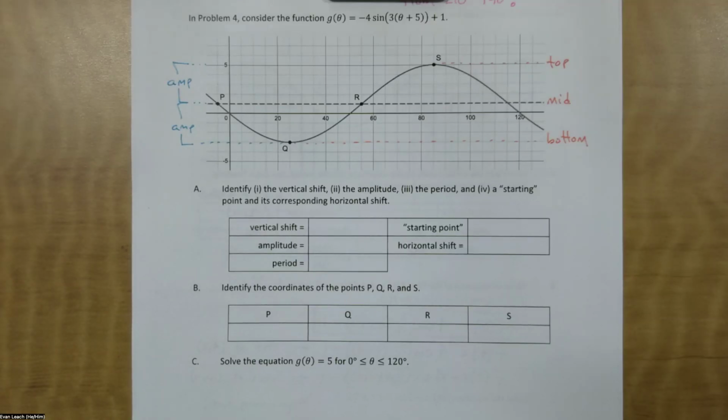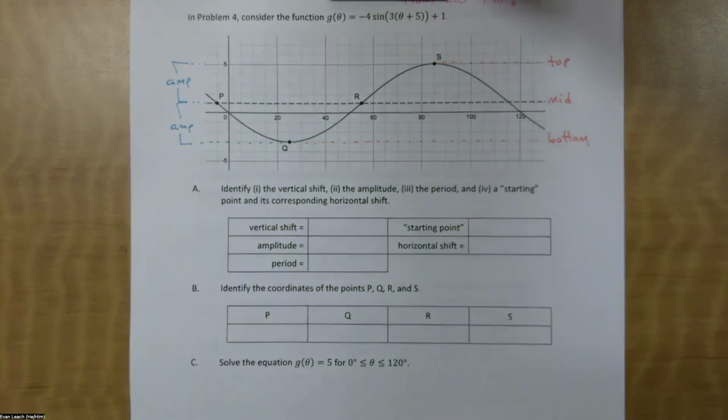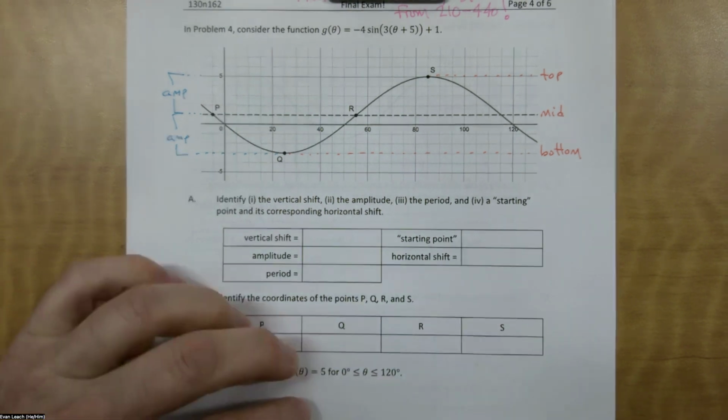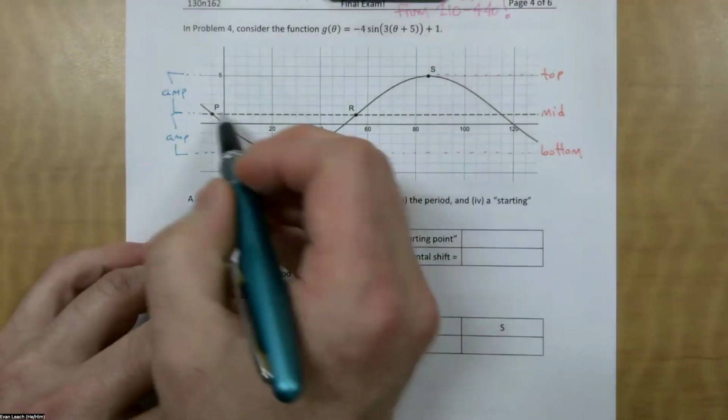So we'll pick up where we left off last time with this function. In this case, we don't have to write an equation. We have the equation. We can just read the information off of it. But we also have the graph, so we can figure out where everything is.